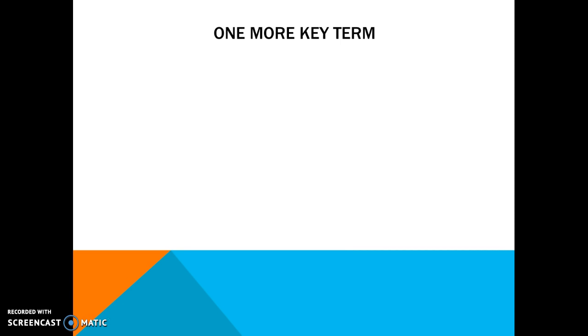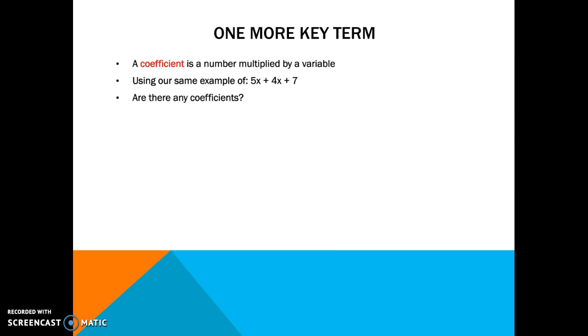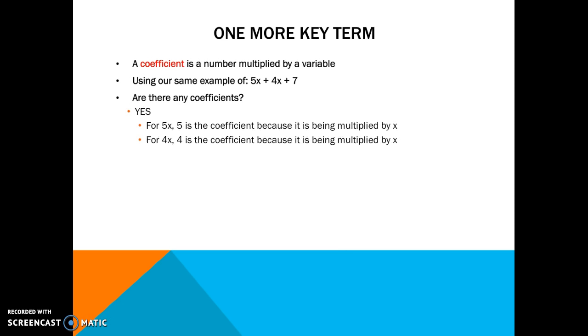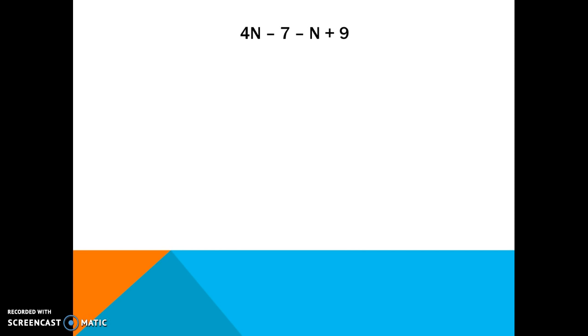So one more word that's going to be important for this lesson is called coefficient. A coefficient is a number multiplied by a variable. So using our example here, we're thinking, do we see any numbers that are multiplied by variables? Yes, I see 2 numbers that are multiplied by variables. For 5x, 5 is the coefficient because it's being multiplied by x. For 4x, 4 is the coefficient because it's being multiplied by x also. So 5 and 4 are coefficients.